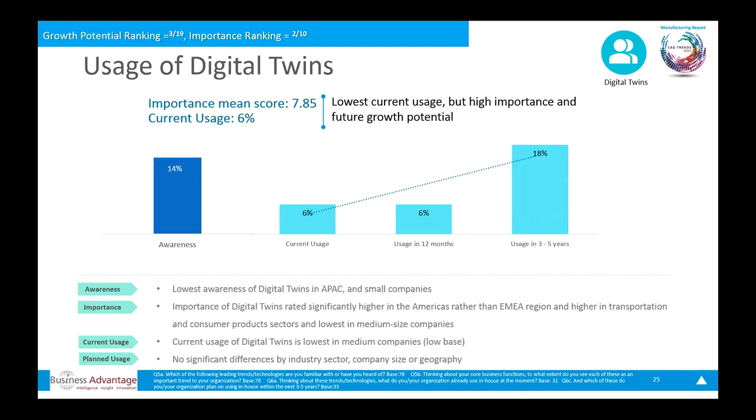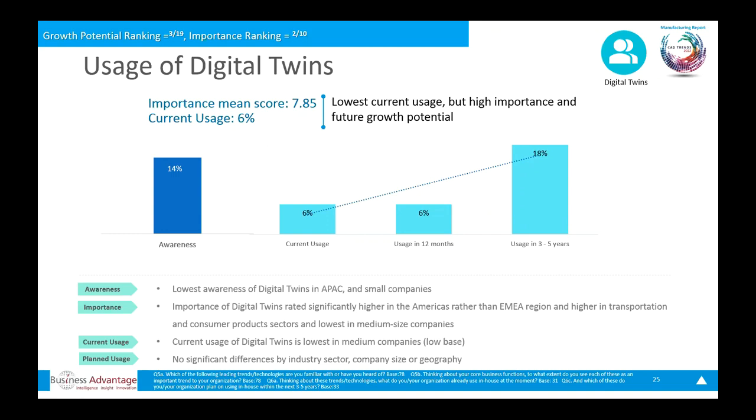This, again, is a new area that we've included this year. And again, we define digital twins as a virtual representation that serves as the real-time digital counterpart of a physical object or process. In terms of importance, this is ranked second overall with a mean score of 7.85. Digital twins is rated more highly in terms of importance in the Americas region, and companies manufacturing in the transportation and the consumer products industry naturally have rated digital twins as having high importance.